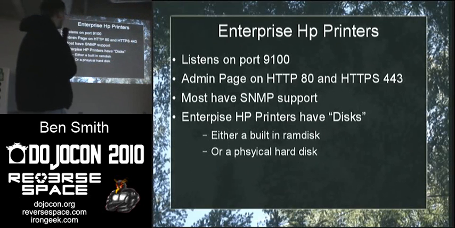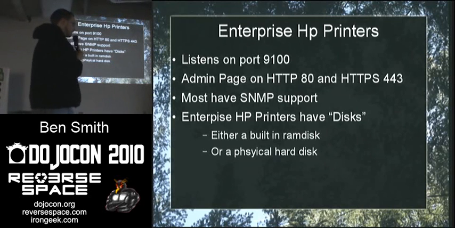So, your basic enterprise HP printer. Stop for a second, those of you who work in big enterprise environments, and think about how many of these you have on your network. You've got your admin page on 80 and your HTTPS page on 443. Most of them have SNMP support enabled because nobody bothers to turn that off, regardless of whether it's being used or not. But that doesn't matter. We've got a backdoor for that.